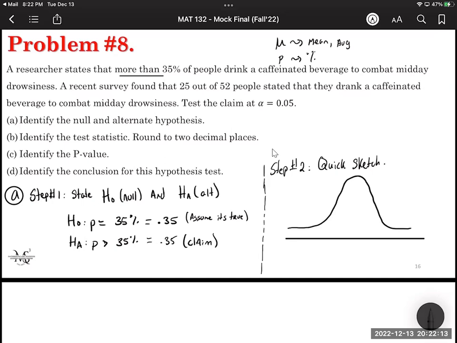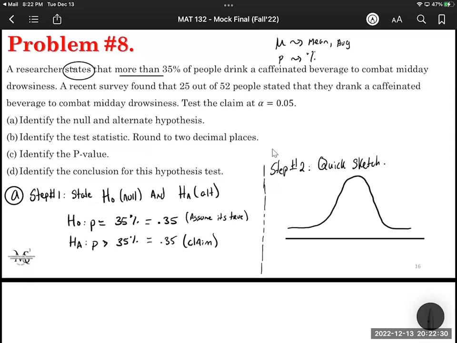Jada, it depends on the problem. In this problem, just to answer your question real quick, because it says that a researcher states, the word states is equivalent to saying claim. So the researcher is claiming that more than 35%, okay?